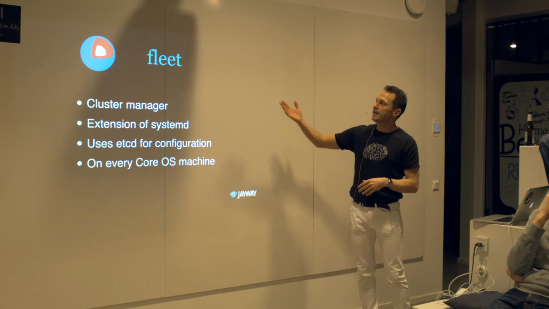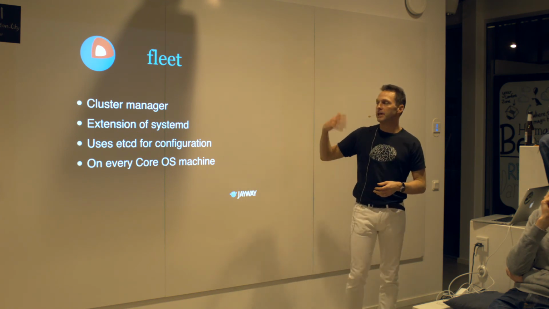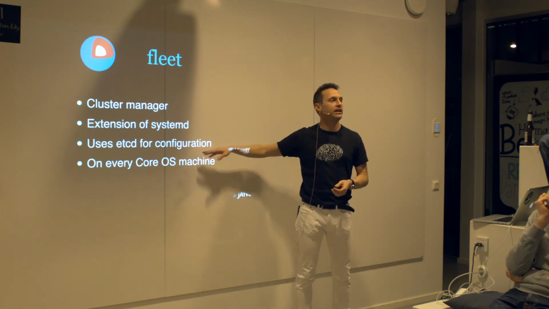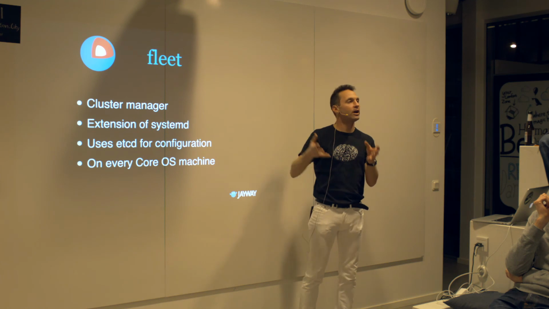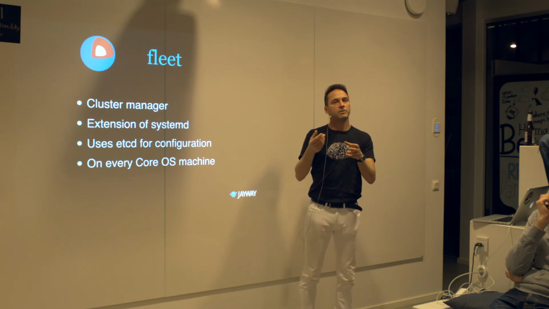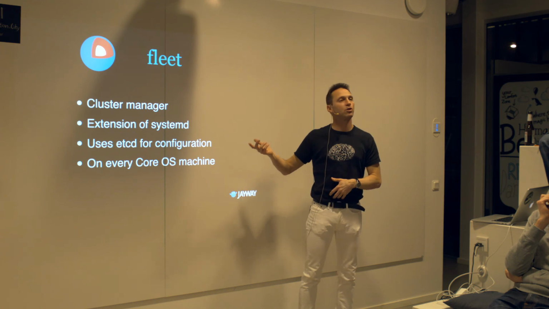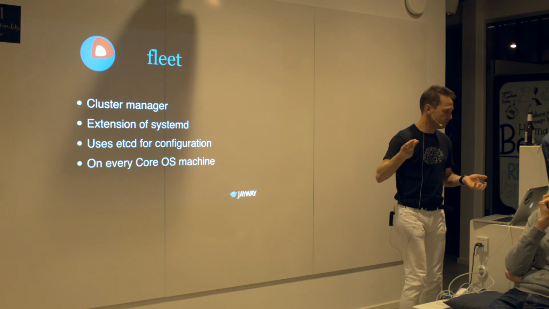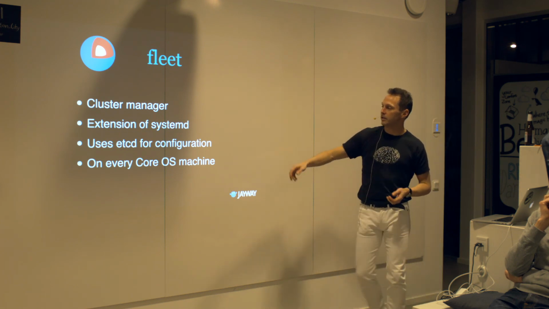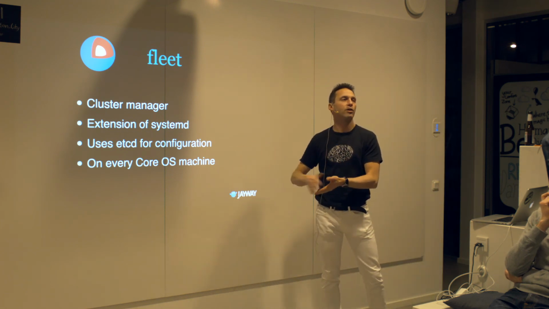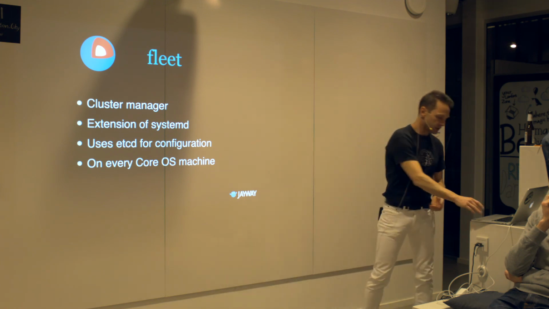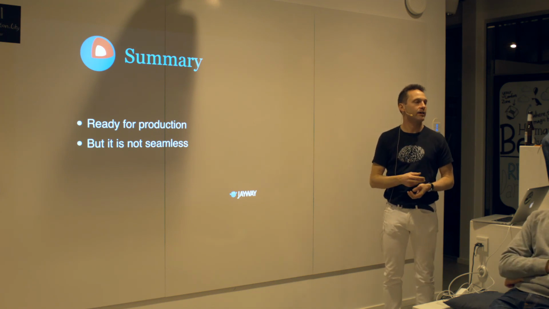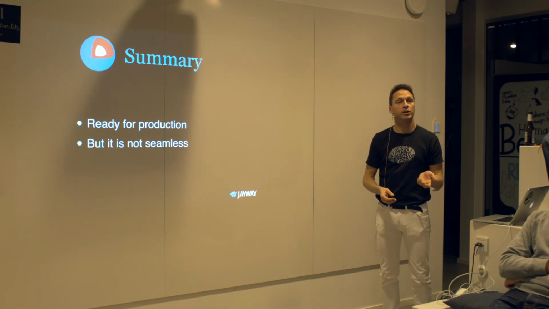And Fleet is the cluster manager, and it's built on top of systemd. It uses etcd for configuration, and it's installed on every CoreOS host. You can interact with it through the CLI or through a REST API.